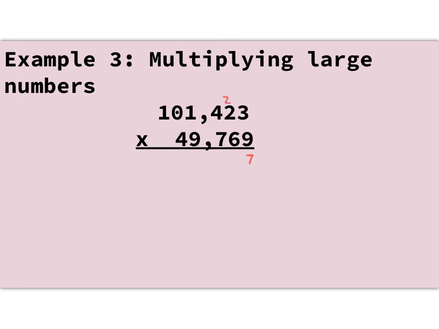9 times 2 is 18, plus 2 is 20. 9 times 4 is 36, plus 2 is 38. 9 times 1 is 9, plus 3 is 12. 9 times 0 is 0, then plus 1 is 1, and then 9 times 1 is 9. And so now we took care of the 9s. Now we got to take care of the 60s.